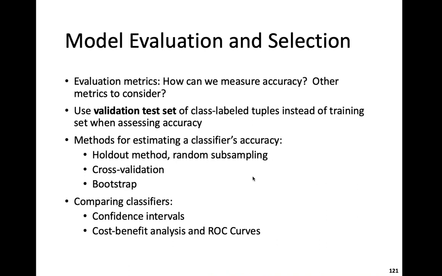Bootstrap approaches are highly statistical approaches, which are like sampling with replacement. Using that, the statistical models are built. And we can compare the classifiers by looking at the confidence intervals which are produced, and we can compare the classifiers by the ROC curves. So these are the methods to estimate the classifier accuracy as well as to compare the classifiers.